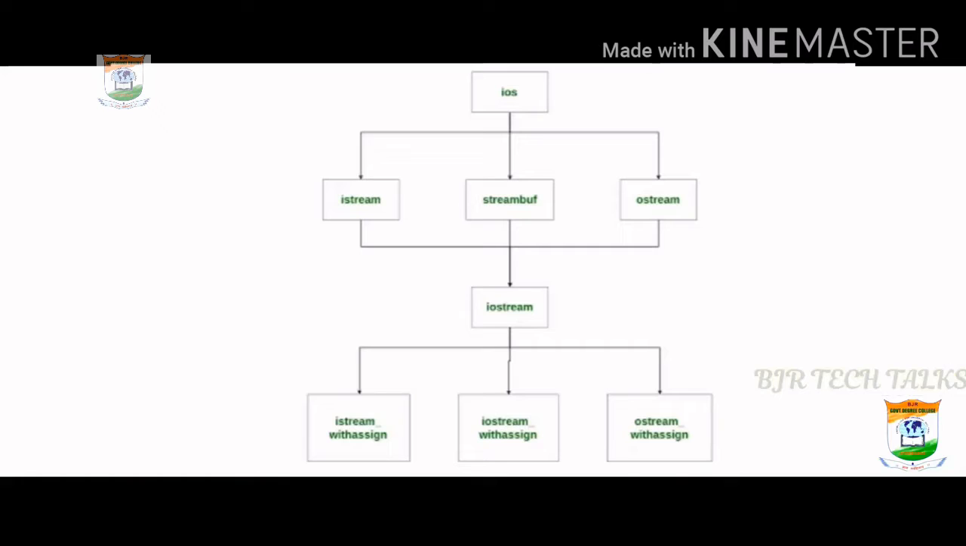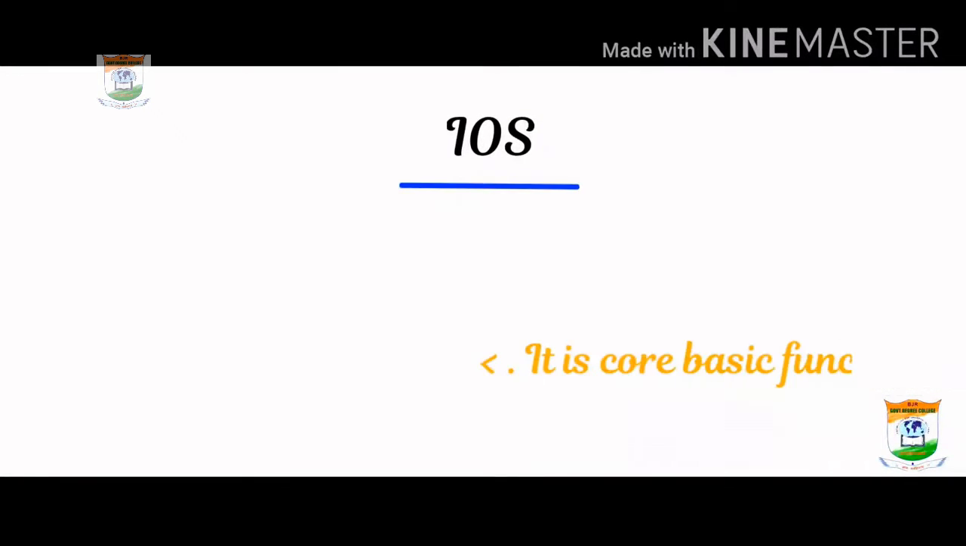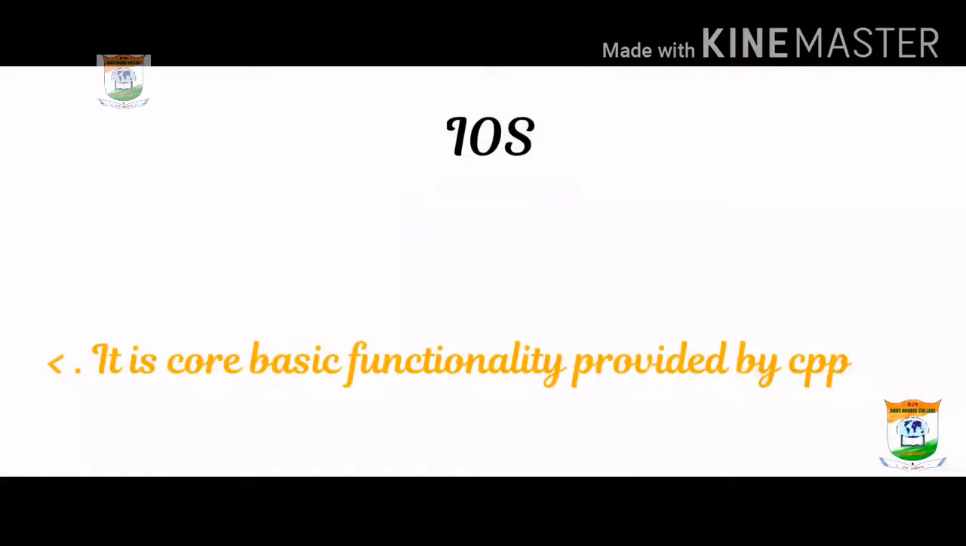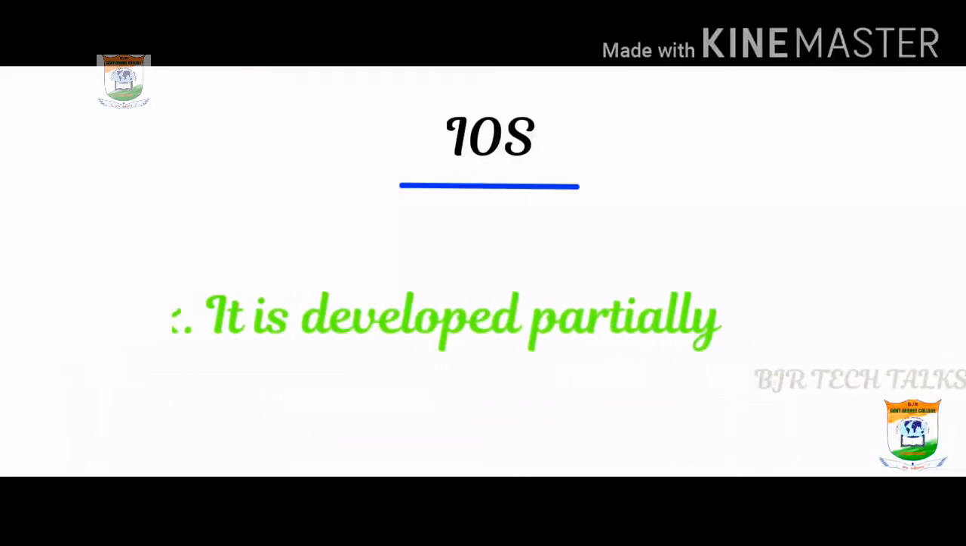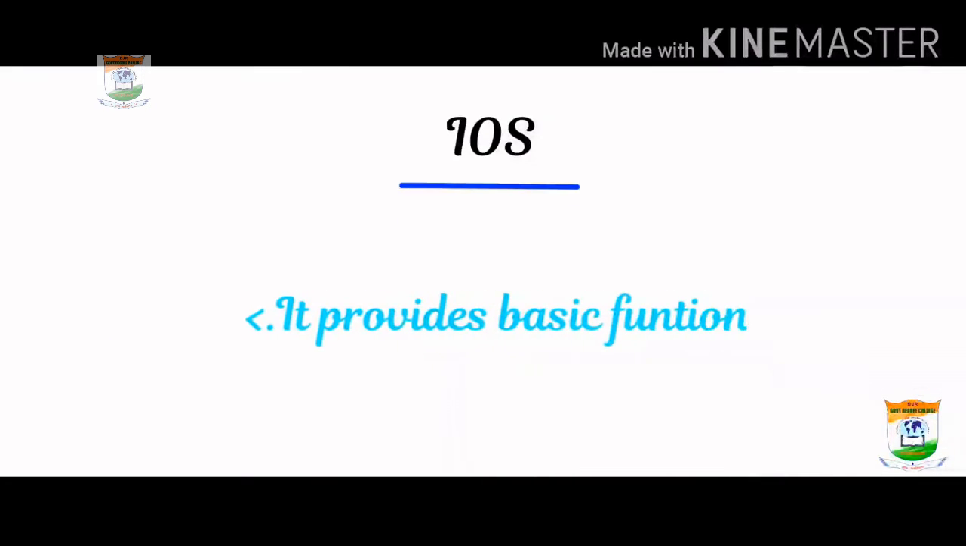Here, ios is a grandparent class, which is derived into istream and ostream. iostream is a parent class which is a child class of ios. iostream is derived into istream_withassign and ostream_withassign. ios is the core basic functionality provided by C++. It is developed partially. It provides basic functions.